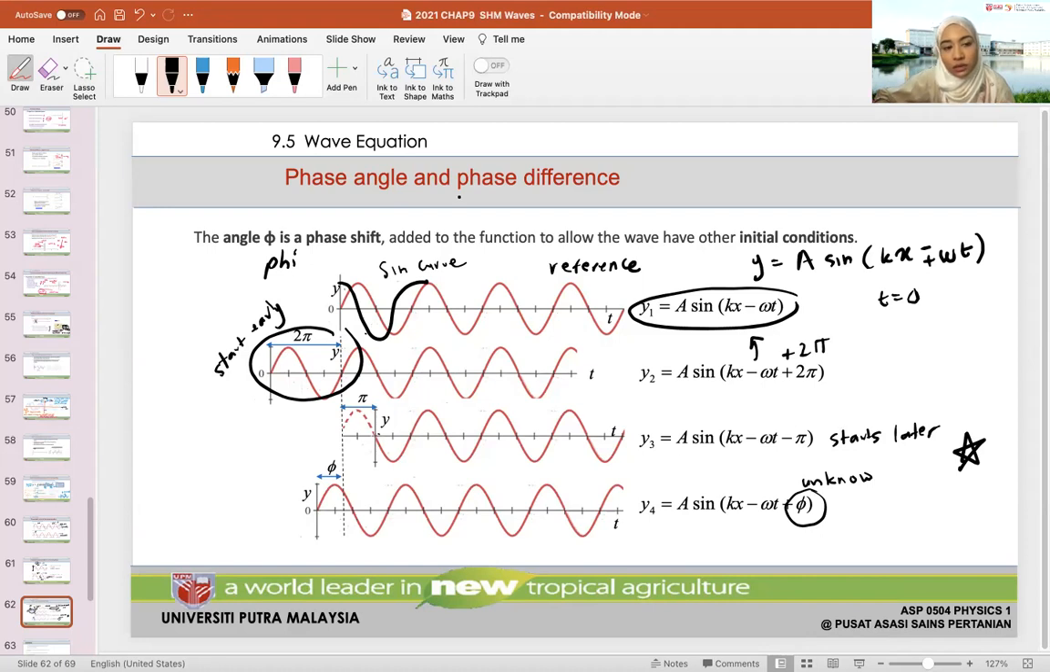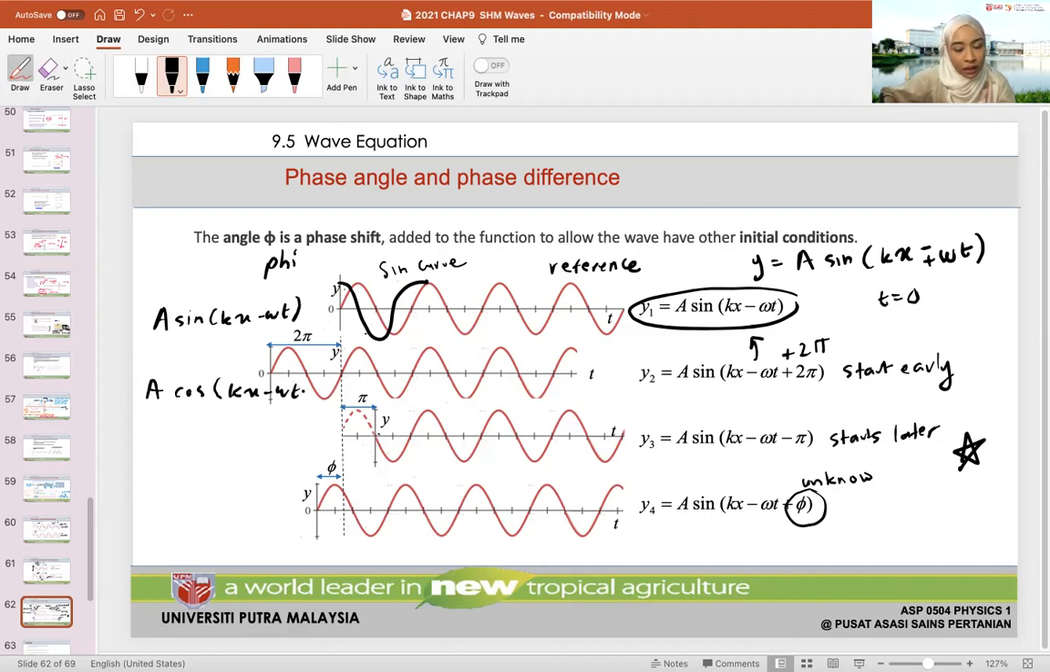Can I relate a cosine and a sine curve? Boleh ke tak boleh? Starts later, boleh. Macam mana? Tambah phi lah kan? You just have to add that phi to make it a cosine. And then you can relate it. So let's say I have A sine kx minus omega t, and I have A cosine kx minus omega t. I want to relate these two. I want to represent cosine in terms of sine ataupun sine in terms of cosine. What do I need? I need to add phi into my sine to make it equal to cosine.